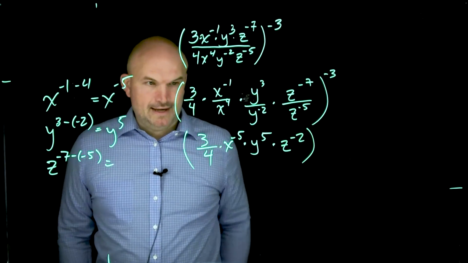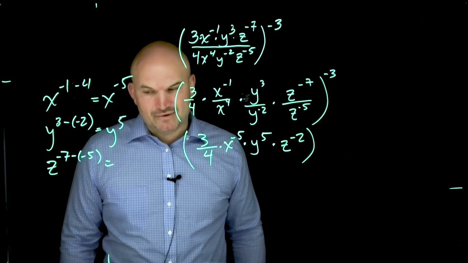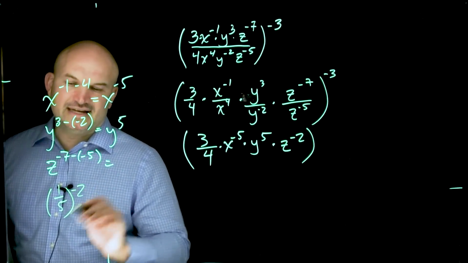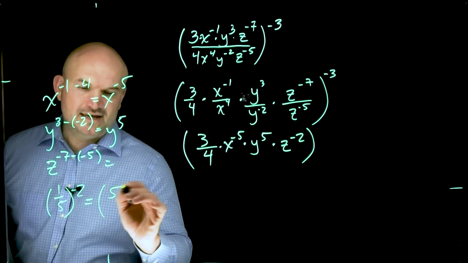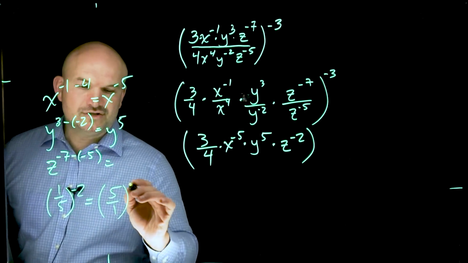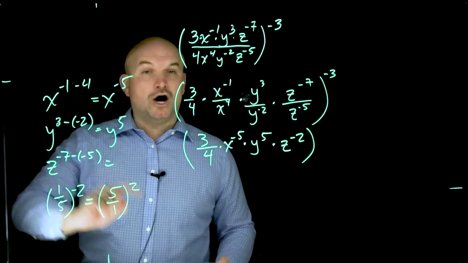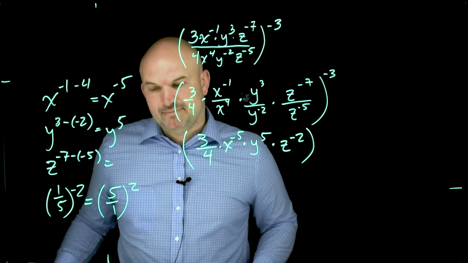Okay, so a couple things that we need to discuss here, and that is going to be negative powers. So if I have, let's say, 1/5 to the negative second power, that is going to be the same thing as if I reciprocate this as 5 over 1 to the positive power. So if I have a fraction raised to a negative power, all I simply need to do is reciprocate that fraction, and therefore I can rewrite that in the positive form.